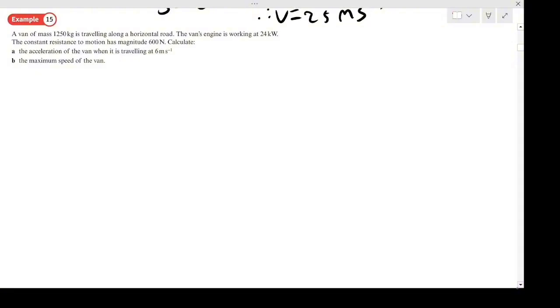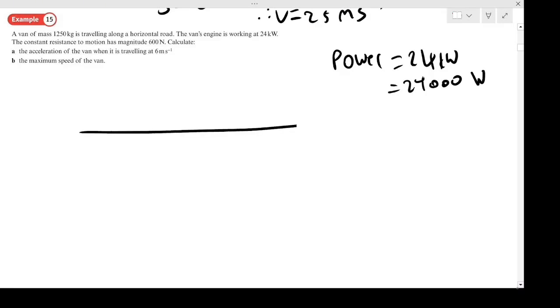Again, immediately I can spot this. The power is 24 kilowatts, and again we need to convert that to watts. So that's 24,000 watts, times by 1,000. Now if I draw the situation again, it's on a road. I've got my van. I'm also told the mass now, which is 1,250 kilograms.